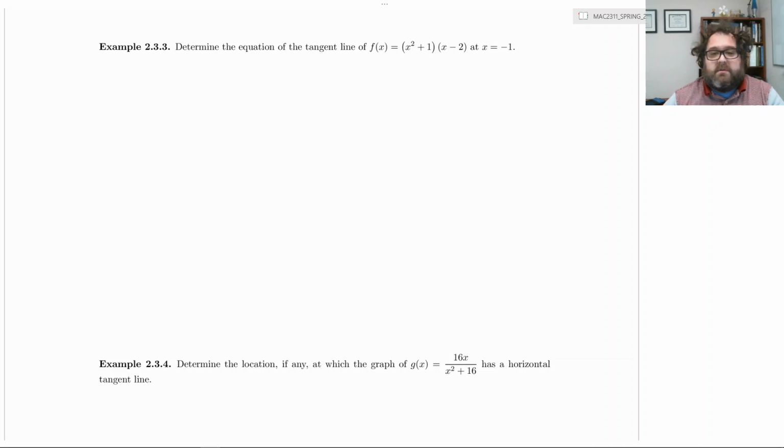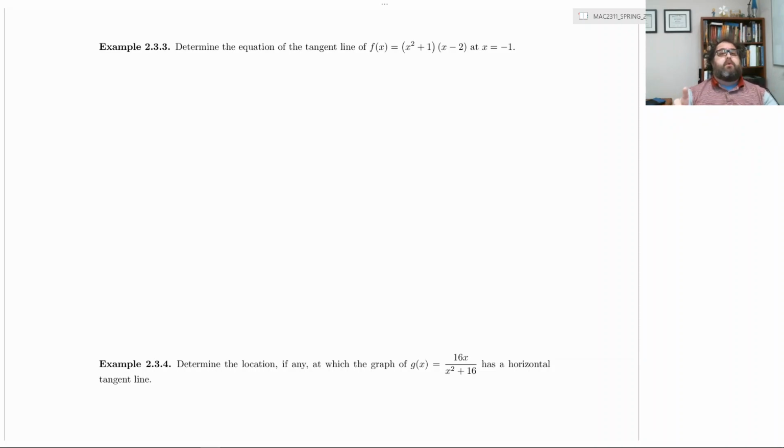All right, so we're going to continue our discussion of the product rule and quotient rule. So past two videos, we covered those two rules. Here, we're going to do two of our familiar exercises. The first here, example 2.3.3, we're going to find the equation of a tangent line at a specific point. And then the next one, we're going to find where there are horizontal tangent lines.